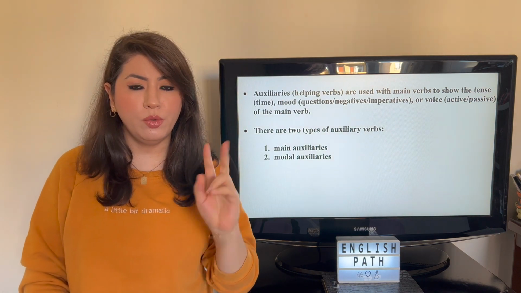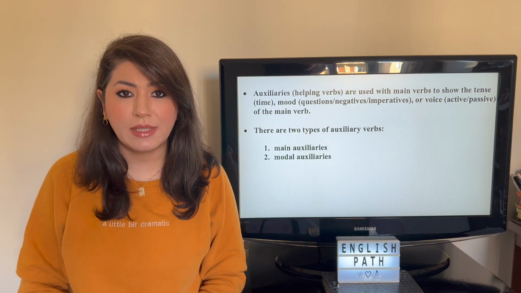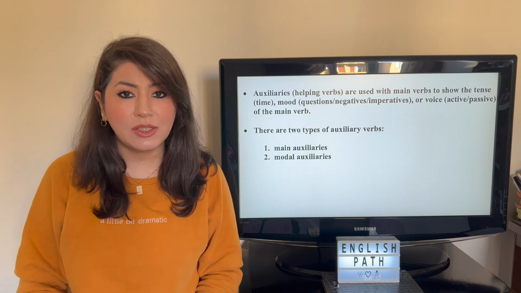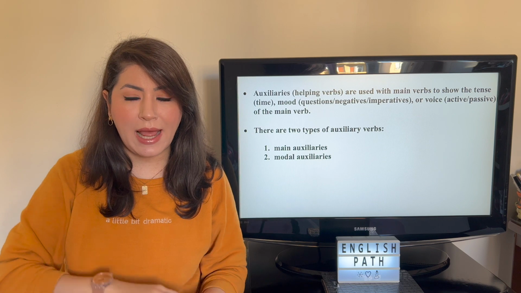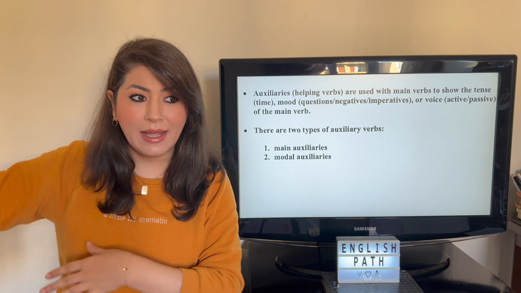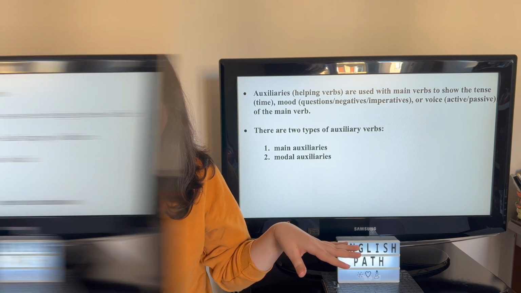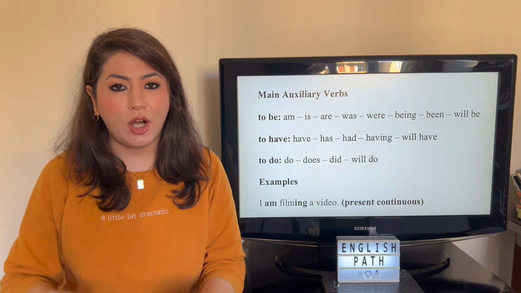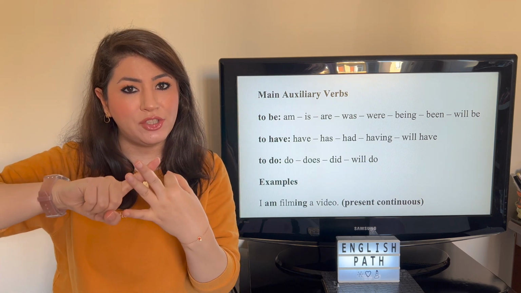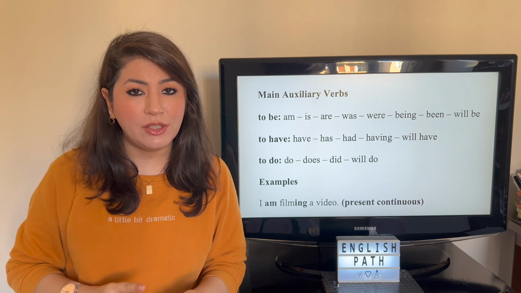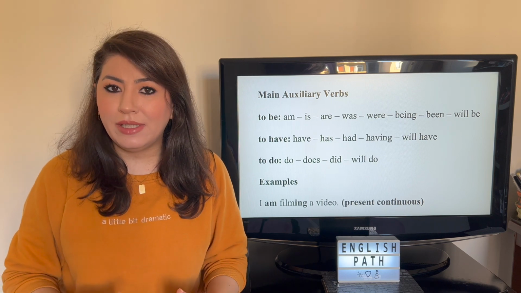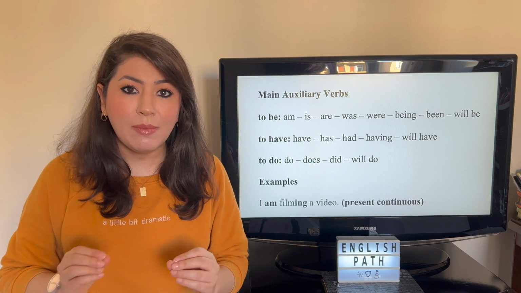Now there are two types of auxiliary verbs: main auxiliaries and modal auxiliaries. Let's cover main auxiliaries first and put them aside so that we know what we're doing. So the main auxiliary verbs are to be, to have, and to do, which have different forms in different tenses. And if you remember, I told you that the auxiliary can show the tense or the time of your sentence.